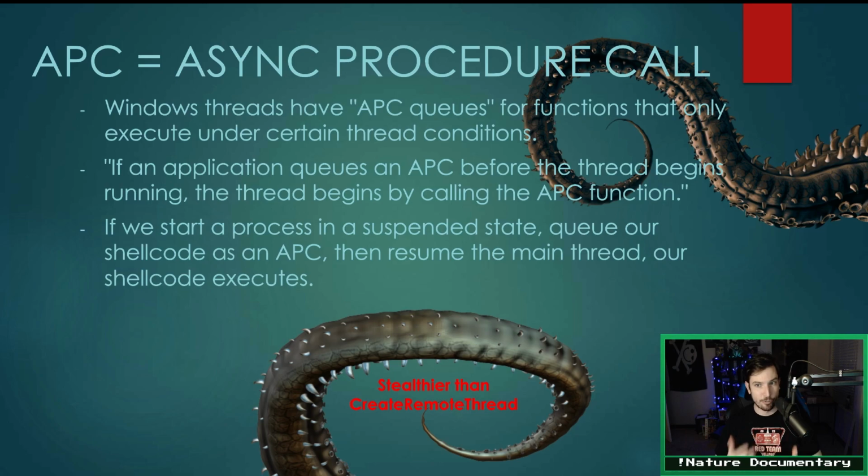Well, if our malware starts a new process, but starts it in a suspended state so that it doesn't start executing, queues the shellcode as an APC on the main process thread, then resumes the main thread, the shellcode will execute, and effectively, it will execute in lieu of the main thread, because the main thread doesn't execute until our shellcode finishes executing, and our shellcode doesn't finish executing until our shell exits.